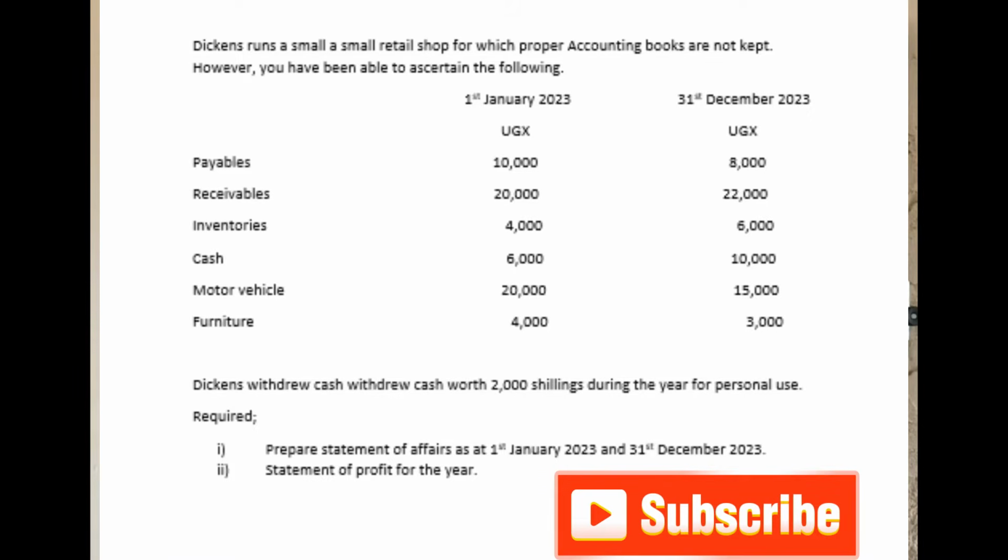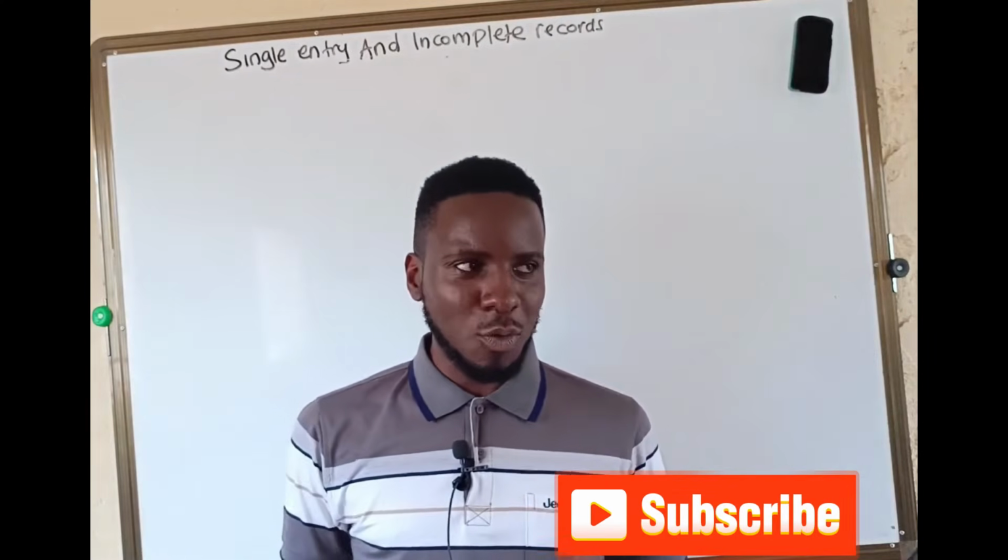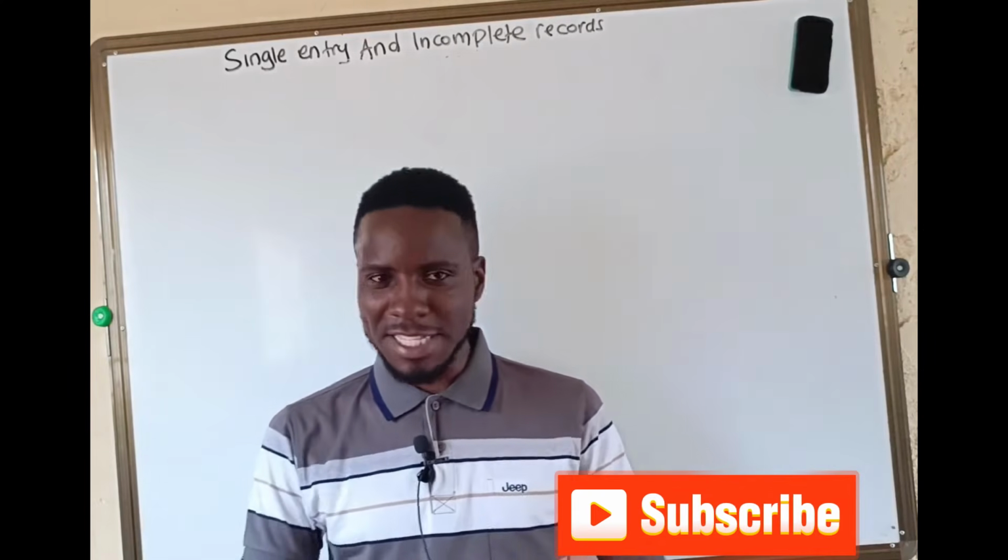Then, additional information, they say Dickens withdrew cash worth 2,000 during the year for personal use. Then the question says, required: one, prepare a statement of affairs as at 1st January 2023 and as at 31st December 2023. Two, statement of profit for the year. So that is our question that we are going to use. It is very, very simple.